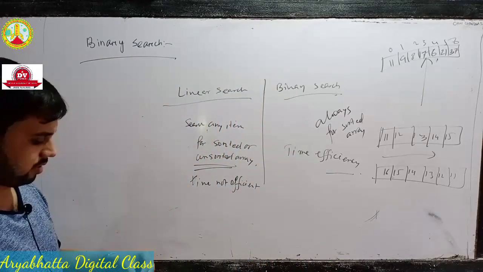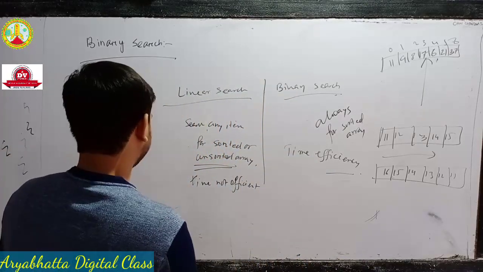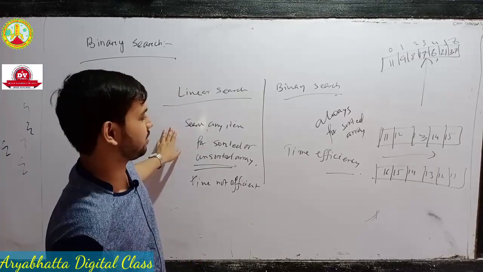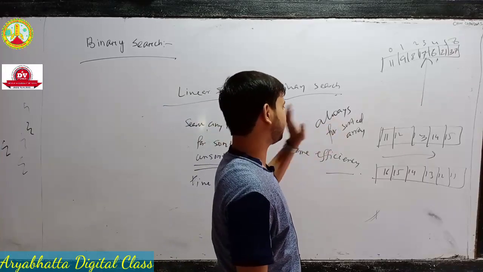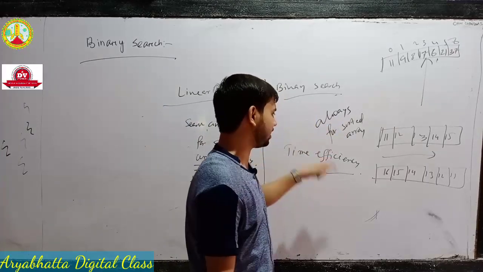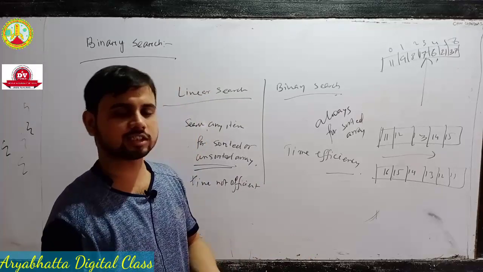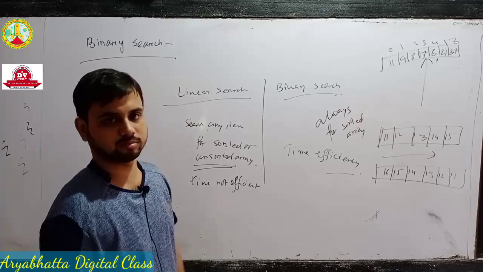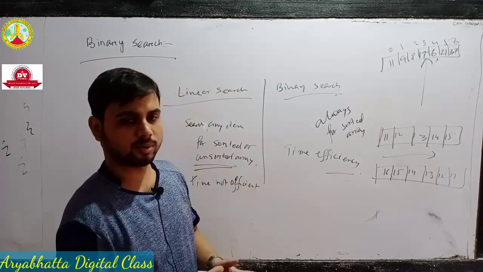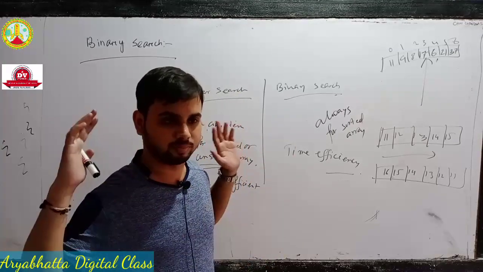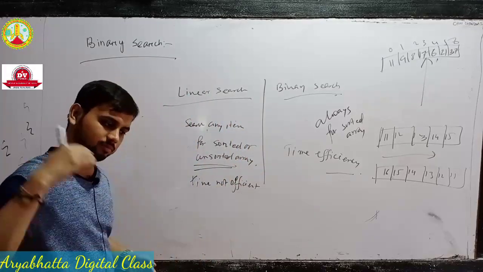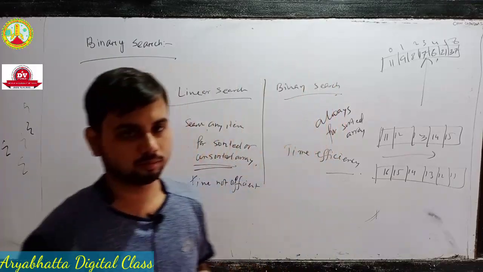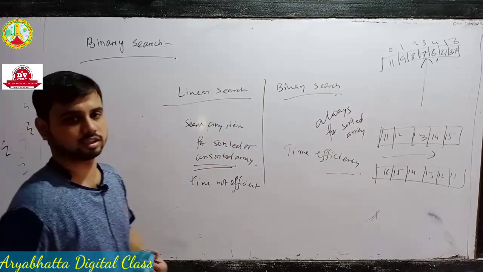Both have advantages and disadvantages. In linear search the array can be sorted or unsorted, but in binary search it must be sorted. In binary search, time will be saved by some formula, which I will teach you in the next class. In linear search, time is not efficient because we have to compare with each element; for a big array, a lot of time will be taken.